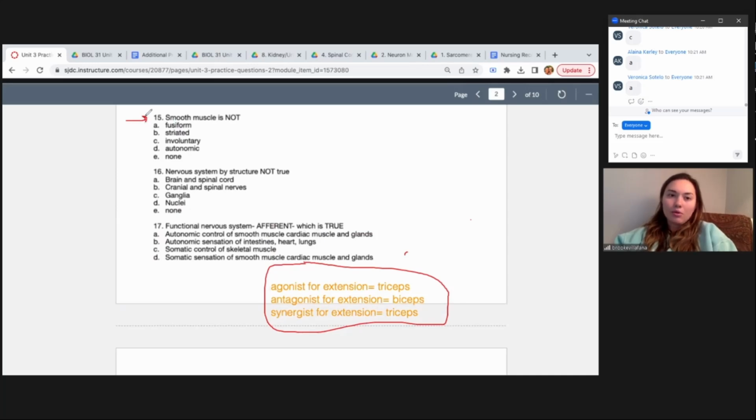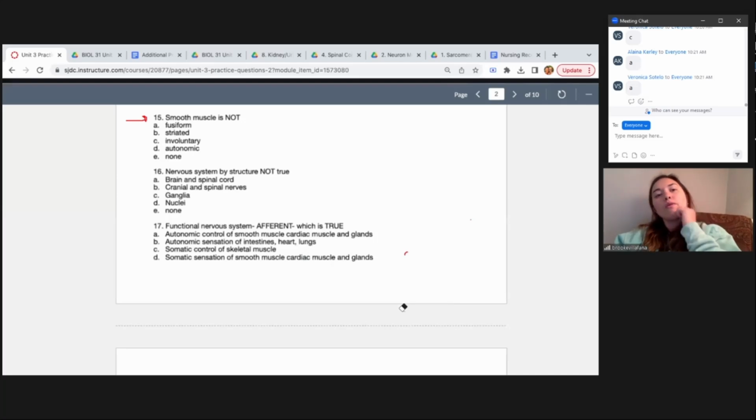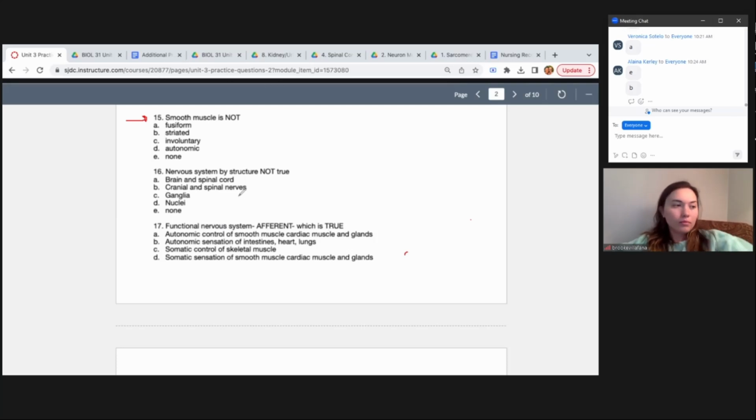All right, last muscle question, and then we're going to move on to nervous system. So smooth muscle is not which of these? Good. Smooth muscle is not striated, right? Smooth muscle has a fusiform shape. It's involuntary and autonomic, but it's not striated. Okay, so let's move on to nervous.